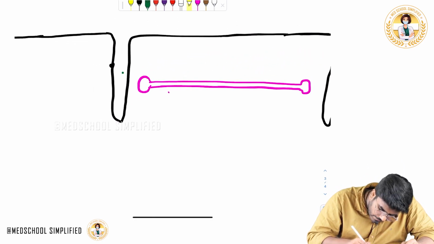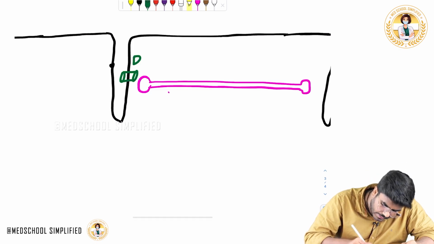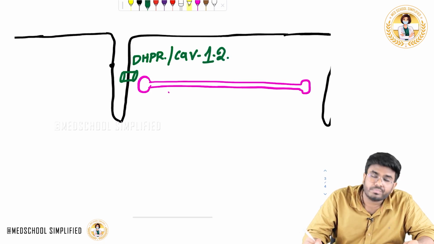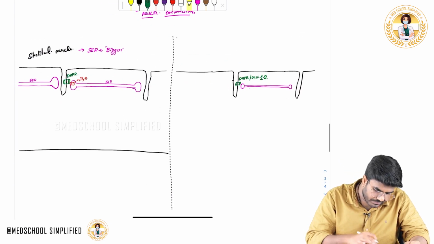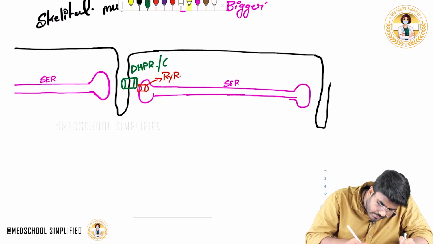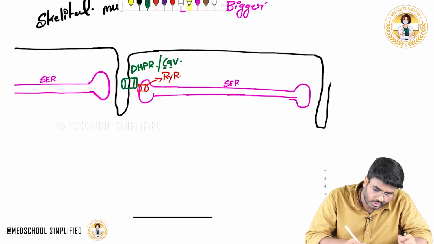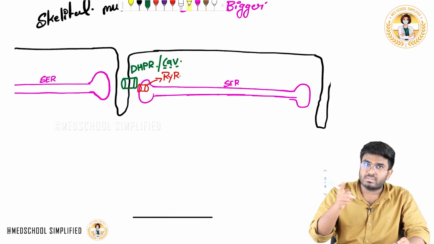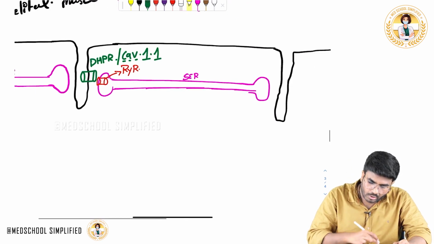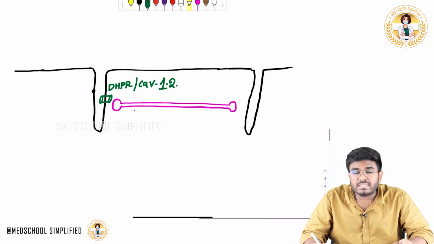Here, again, what is this channel? Can you tell me? This green color channel which is present on the T-tubule? Yes, this is also the dihydropyridine receptor, DHPR, which is also called the voltage gated calcium channel. CAV means voltage gated calcium channel, V stands for voltage. In skeletal muscle it is voltage gated calcium channel 1.1. Now in a myocyte it is voltage gated calcium channel 1.2.